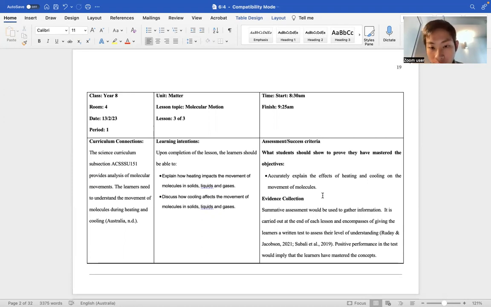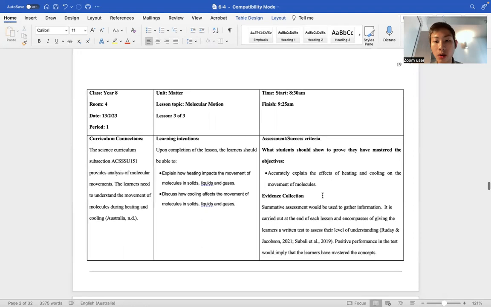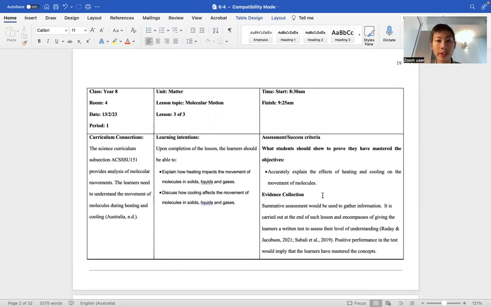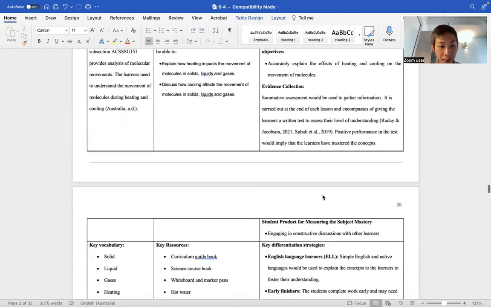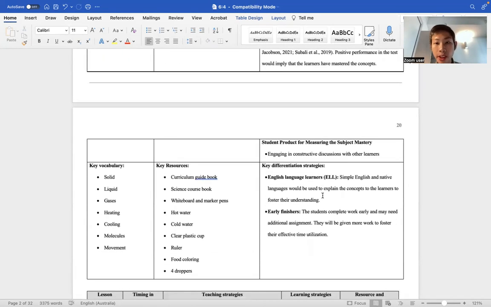So I have used Rude and Jacobson, Subali et al. 2019 for my evidence collection of assessment. At the end of each lesson, it encompasses the written test, for example. In this particular lesson, positive performance in the test would imply that the learners have mastered the concepts. English language learners should be able to would be the key differentiation strategy. Some would speak English better than others, and that's how we can explain the concepts in a simple way to those who aren't native English speakers.